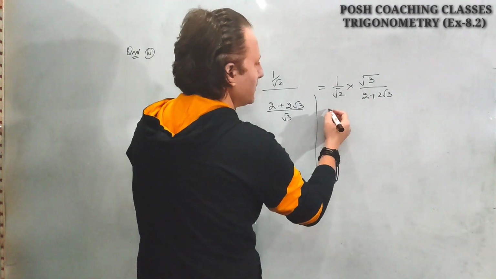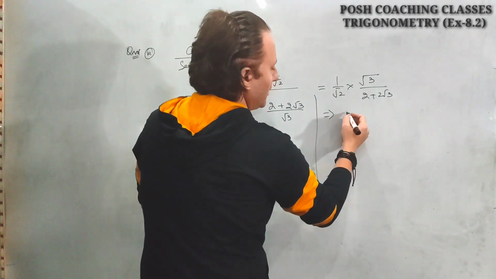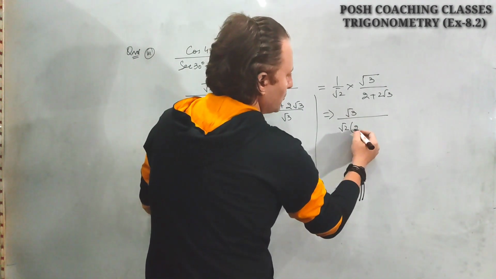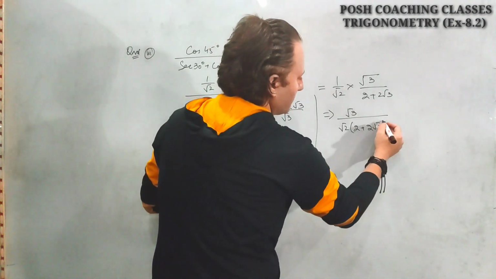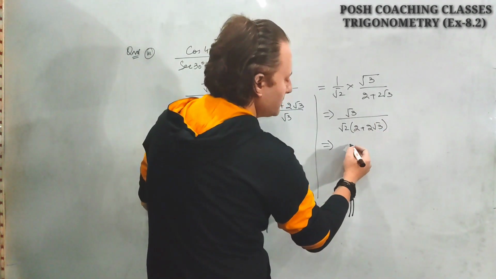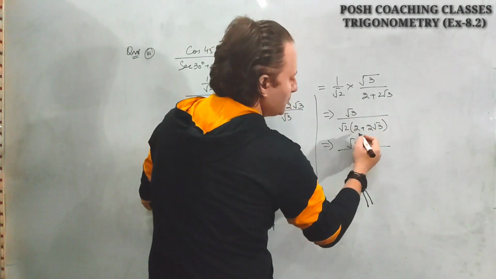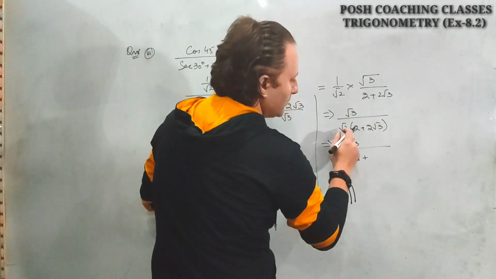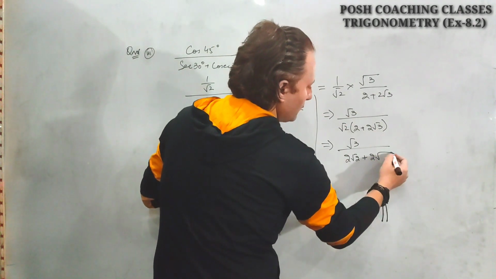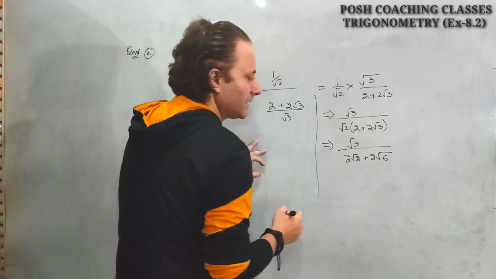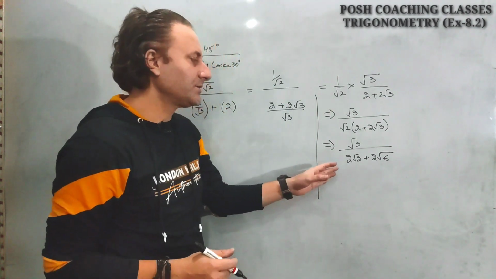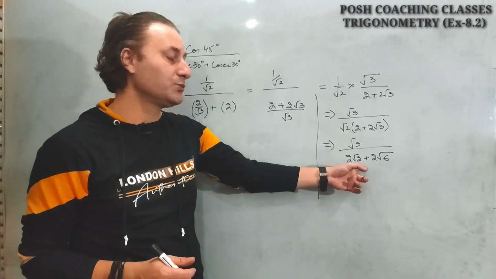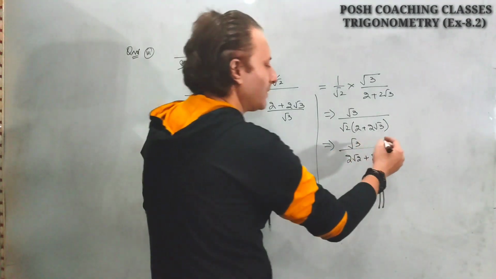Now what else we can do? We can multiply. It's 1 into under root 3 is under root 3. Then we have under root 2, 2 plus 2 under root 3. Then what happens? It's root 3. 2 into under root 2 becomes 2 under root 2. Then we have 2 under root 3 into 2 is 6. Okay, so actually the question ends here, but we know for a fact that we can't have roots in the denominator, so we will do rationalization.